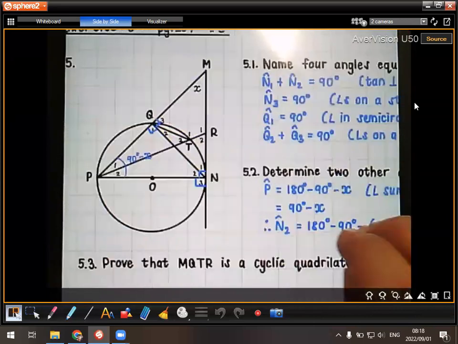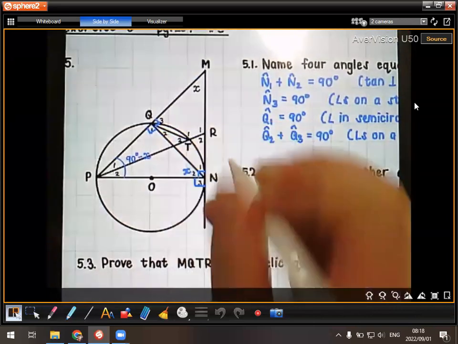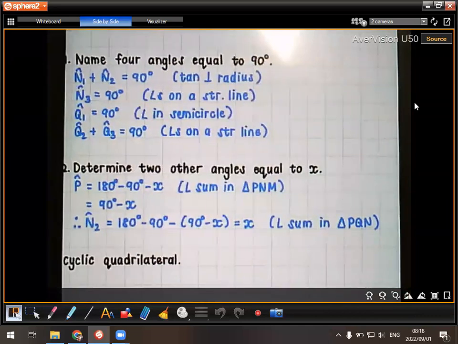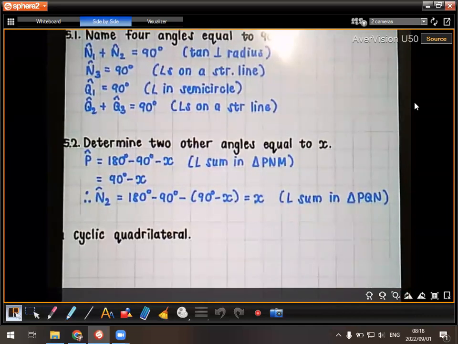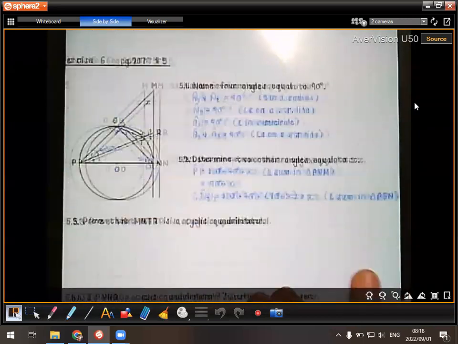Okay, so we have one angle. I'm just going to put it in the thing. N2 is equal to x. And now we're probably going to have to use N2 to get the next one. I'm just going to freeze this so that I can move this question down.